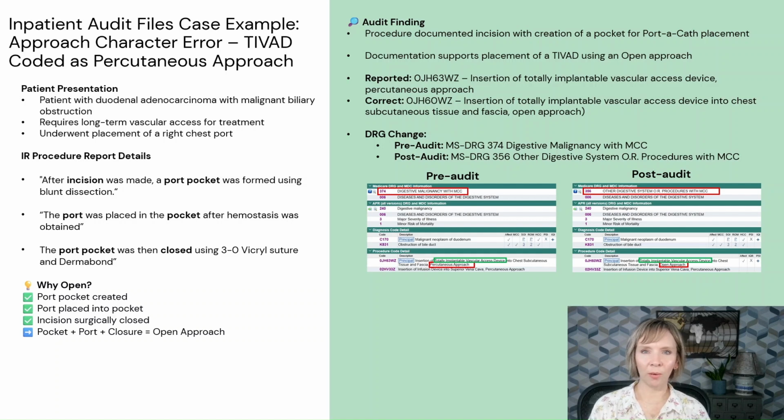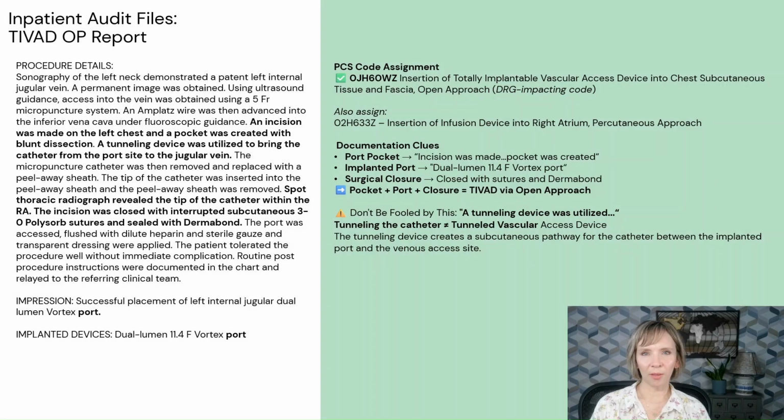Now let's review an actual operative report and identify the documentation clues that support assignment of both the TIVAD device character and the open approach. Let's walk through this operative report and identify the documentation clues that support coding this as a totally implantable vascular access device rather than a tunneled vascular access device. The report documents that an incision was made on the left chest and a pocket was created with blunt dissection.